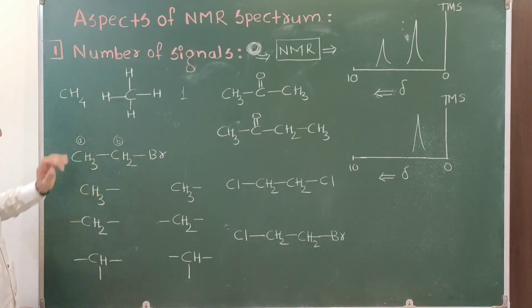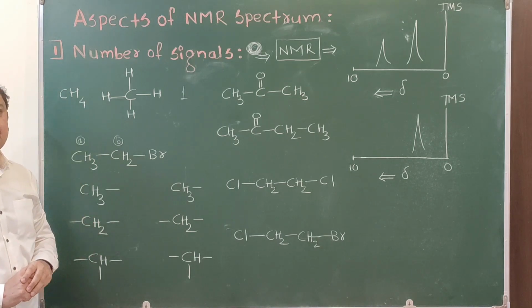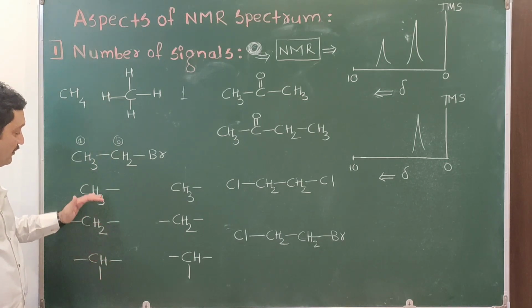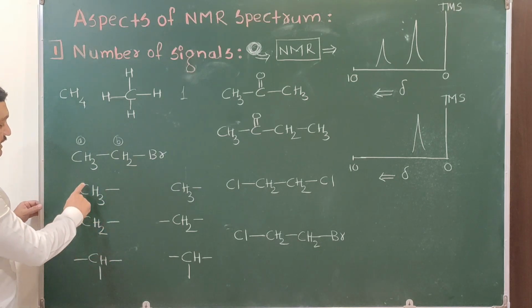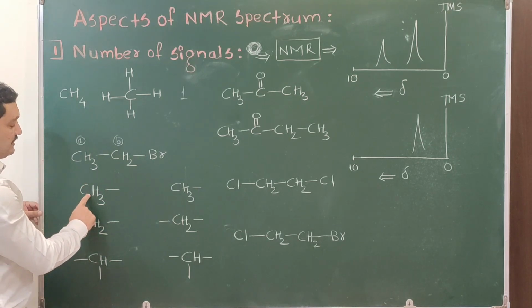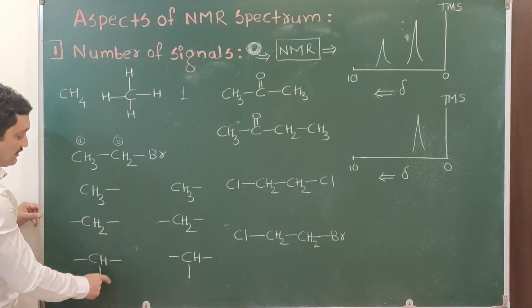Now, if in a compound CH3, CH2, CH are present in the same compound, then collectively they cannot give the same signal. Always they will give different signals because their environment will be different. Because there is only one neighbor to CH3, CH2 has 2 neighbors and CH has 3 neighbors.